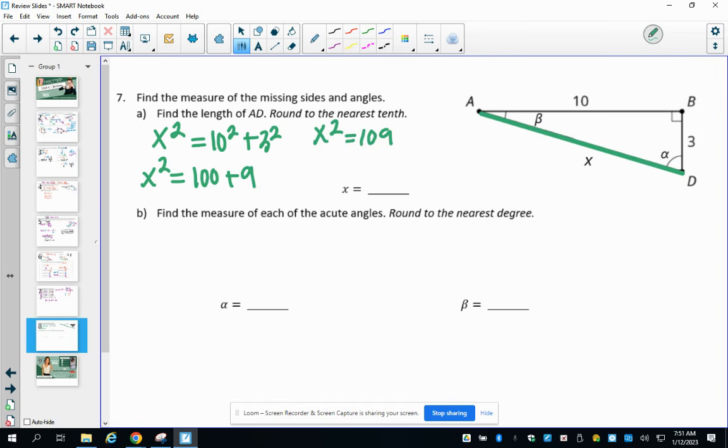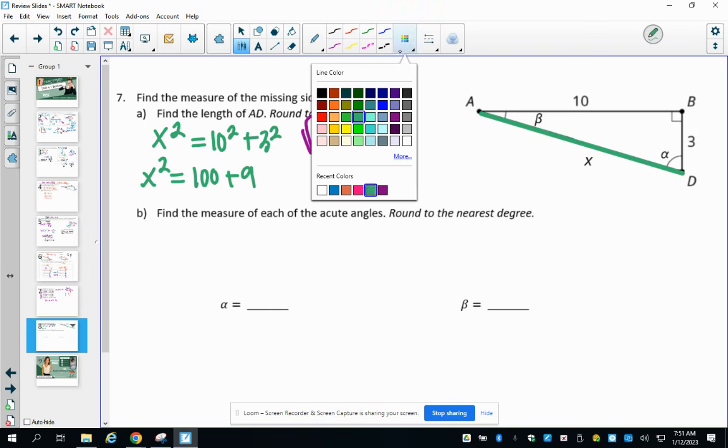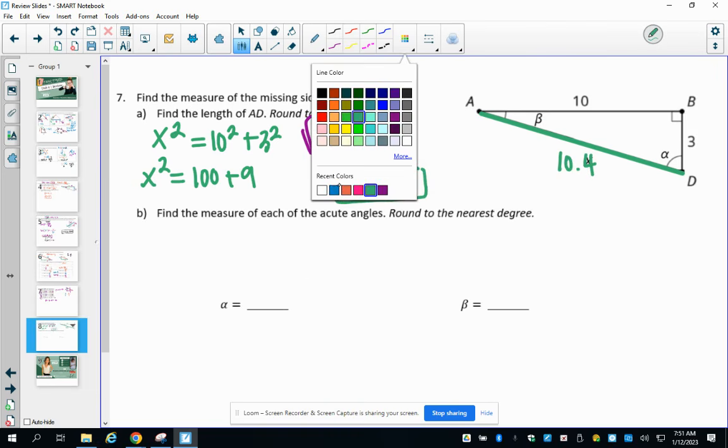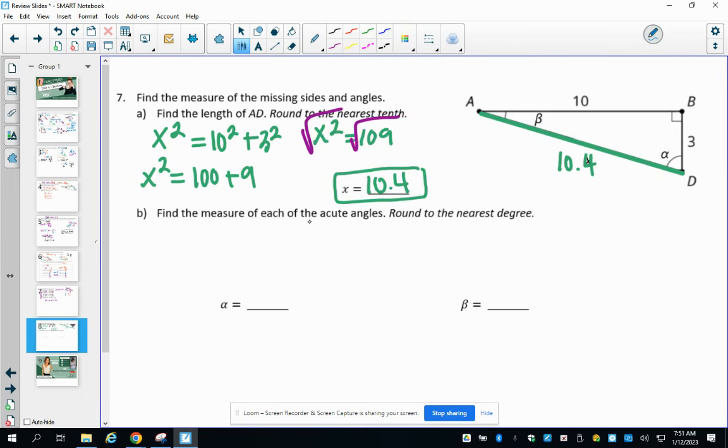And then we'll just square root both sides. So undoing a squared is by square rooting. So square root of 109 gives us 10.4 to the nearest tenth. So we know that this side length is 10.4. Now we want to find the measures of these angles. So this is going to be by using inverse trig.